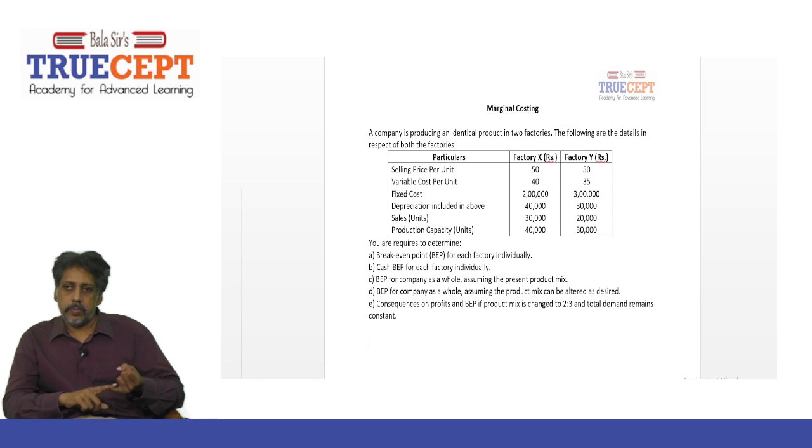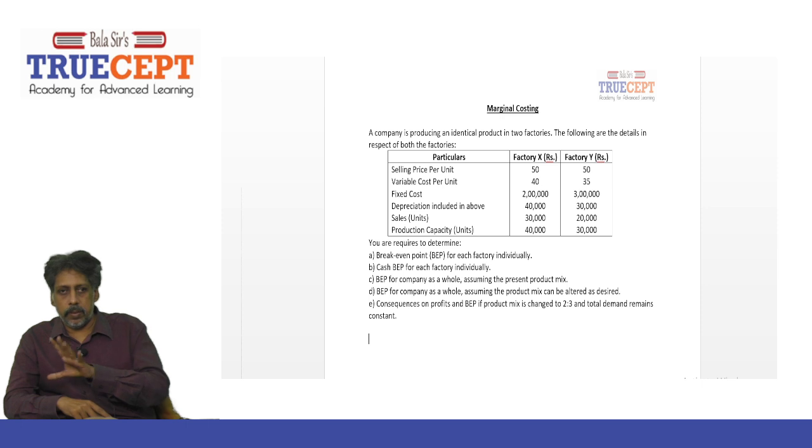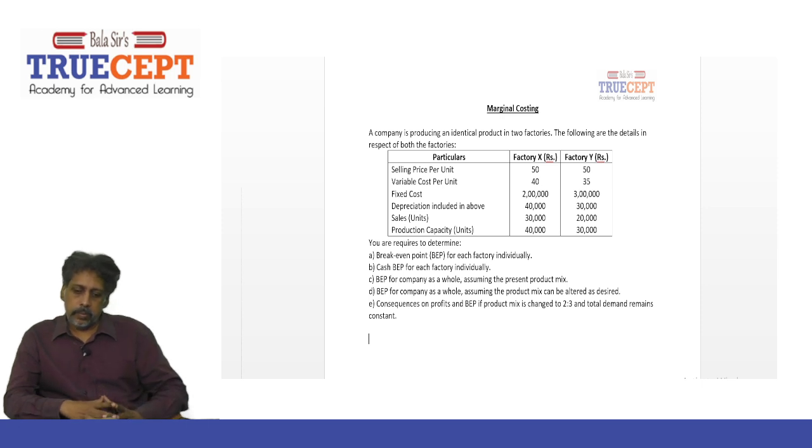Next. Fixed cost 3 lakh rupees. Depreciation 30,000. That means 3 lakh includes 30,000. That means a cash fixed cost will be 2,70,000. Next. Then sales in units 20,000 units. You are currently producing 20,000 units in factory Y. The capacity is 30,000 units. But you can produce up to 30,000 units. That is the installed capacity of factory Y. Then you are required to determine.